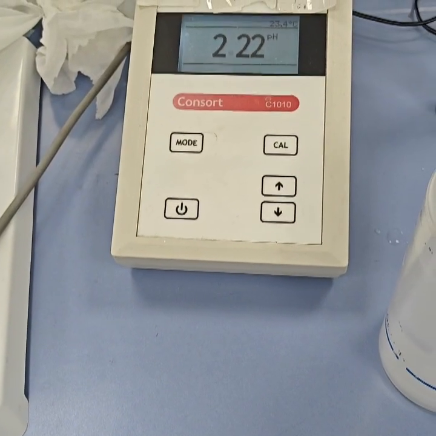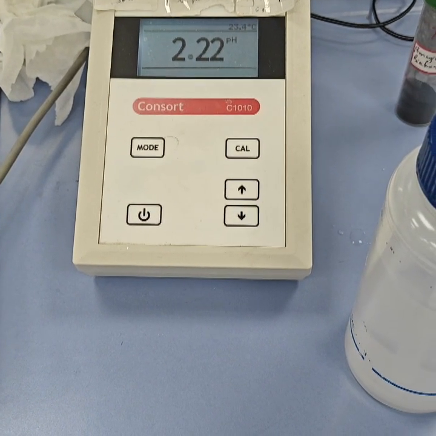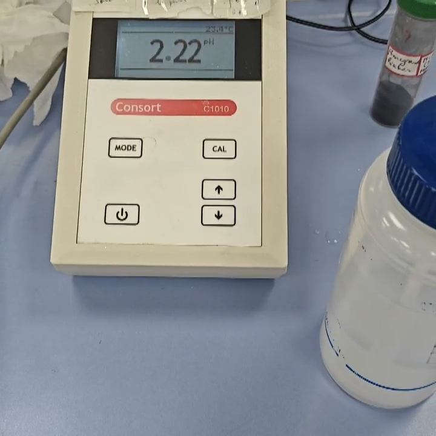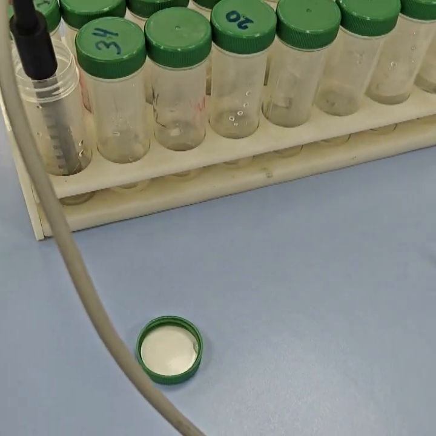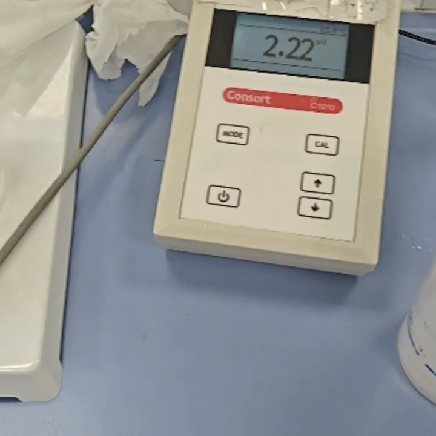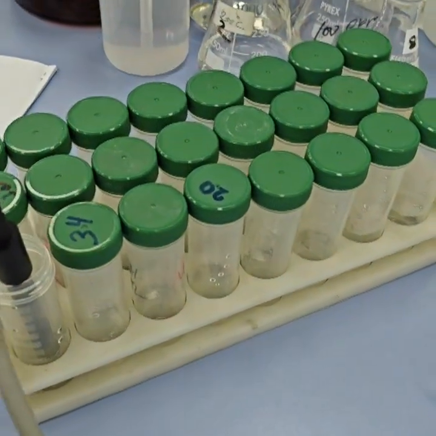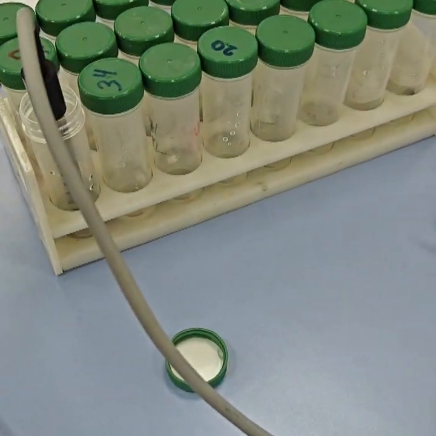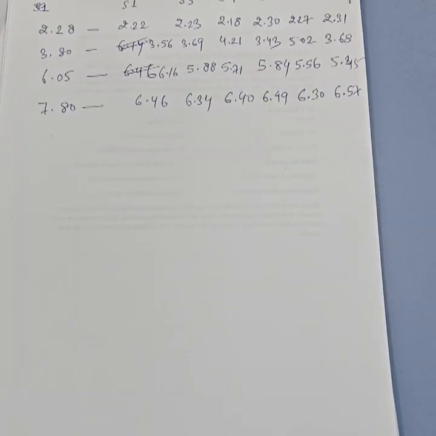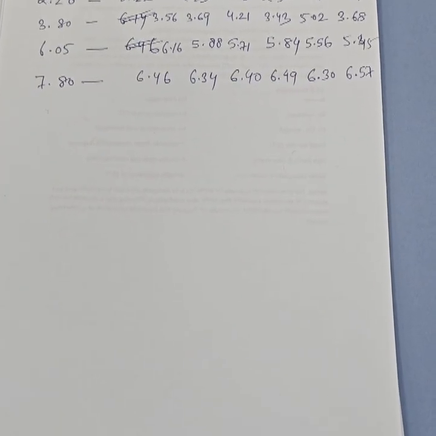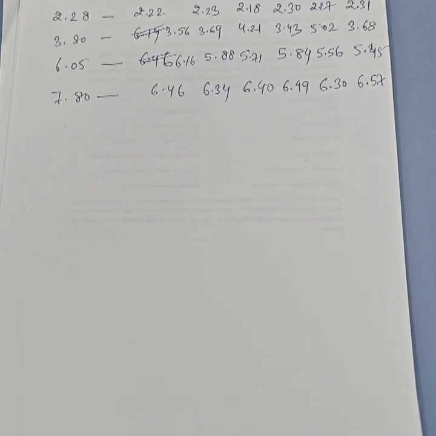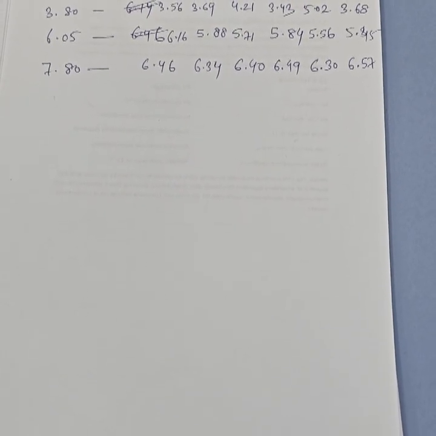Now we will measure the pH of the solution after shaking. This is the first one. Similarly, we will measure all the pH values and note them down, and show you for all the different kinds of membrane. Now this is the pH reading after shaking. Now we will plot and show you how to calculate the point of zero charge.